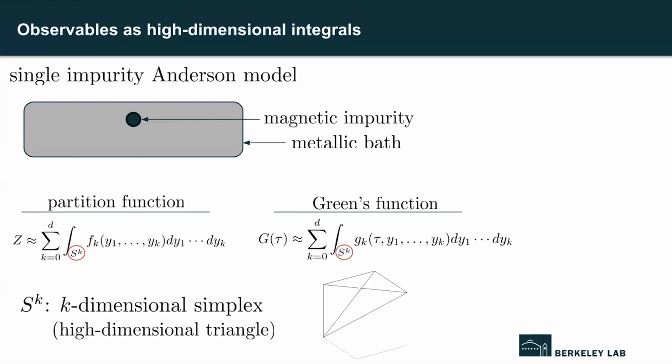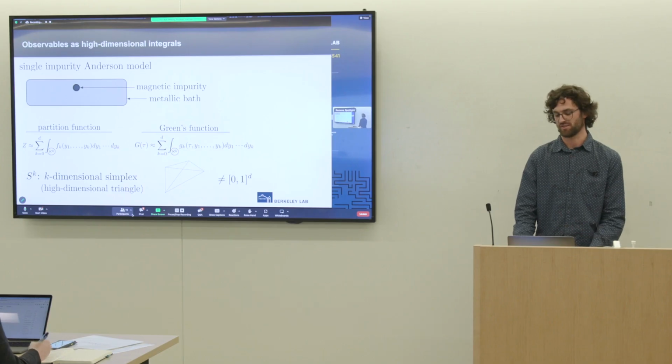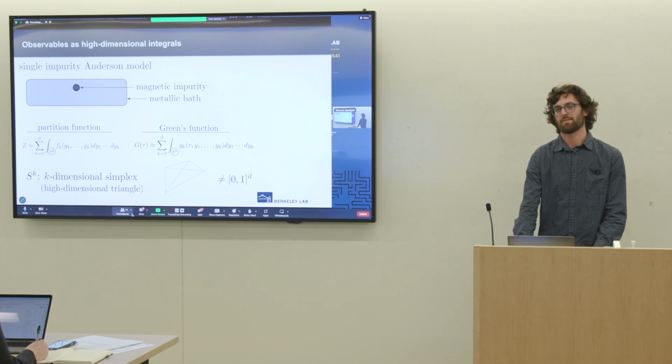So it's a more complicated domain. You can think about it as a high-dimensional analog of a triangle. And this is not where we can use our tensor method. So in order to use this low-rank expansion on this function f, we need to do something first. So what can we do?